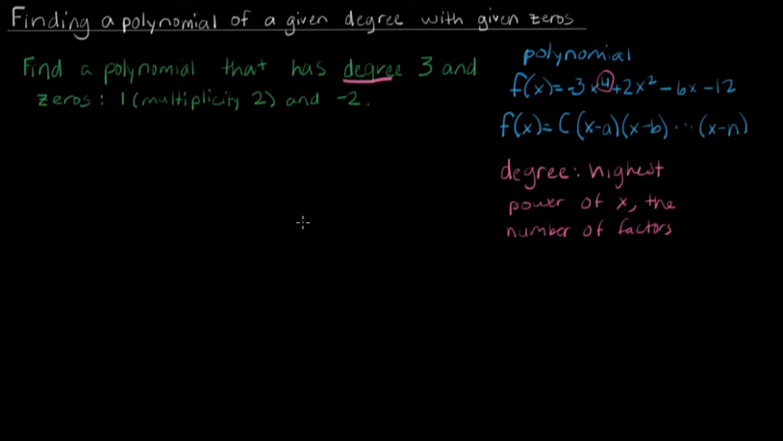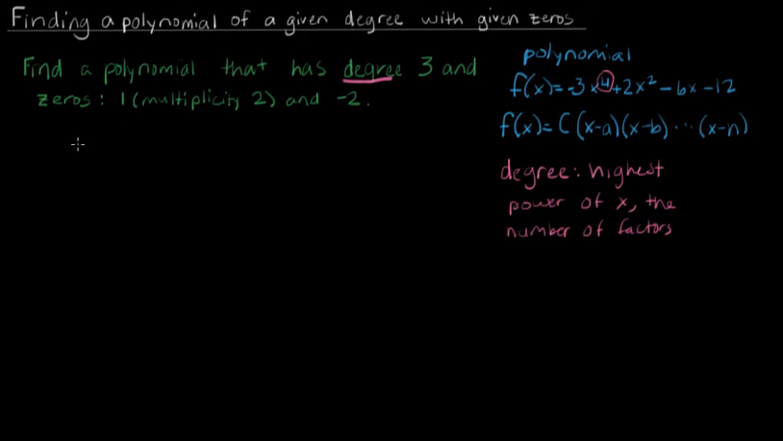Okay. So now we want to do this task. It says find a polynomial that has degree 3 and zeros 1 with a multiplicity of 2 and negative 2. So what does this multiplicity of 2 mean? It just means that that factor is represented twice. So there's two terms with the same factor.